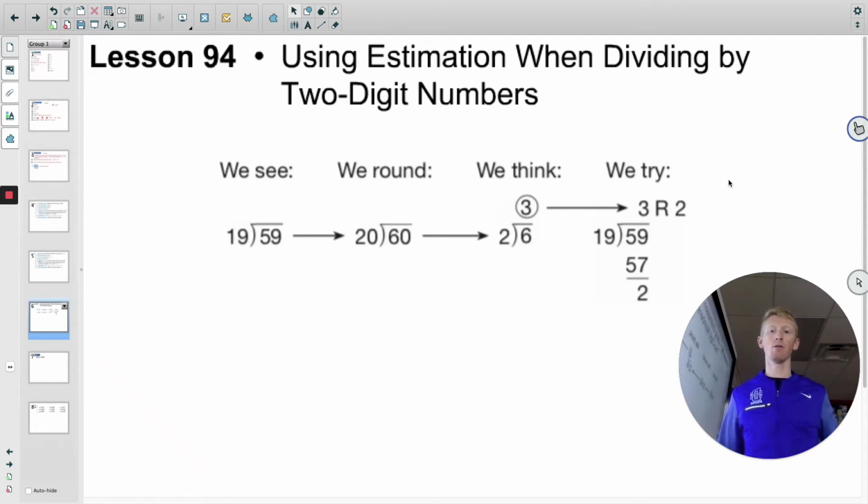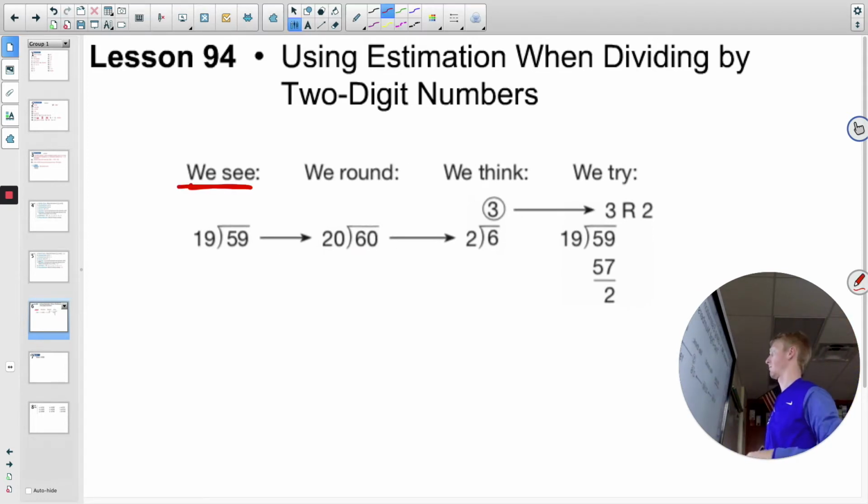Lesson 94, we're estimating when dividing by two-digit numbers. Now, we aren't actually estimating the problem, we're just estimating to get it started. All right, you have a few steps here. You take a look at the problem, then you round to estimate, and then you think and you try out the problem.